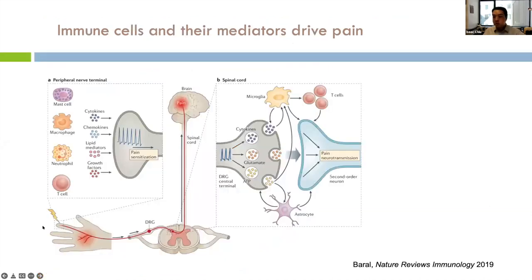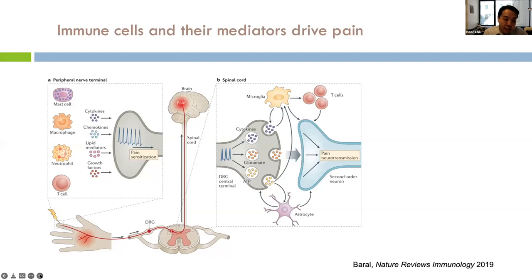Pain is also coupled to the immune response. We know that peripheral immune cells release cytokines and lipid mediators that can talk to the peripheral branch of these neurons to cause pain. And also within the spinal cord, the microglia, T cells, and astrocytes are cross-talking with both the central branch of the DRG and the second order neurons to mediate pain.